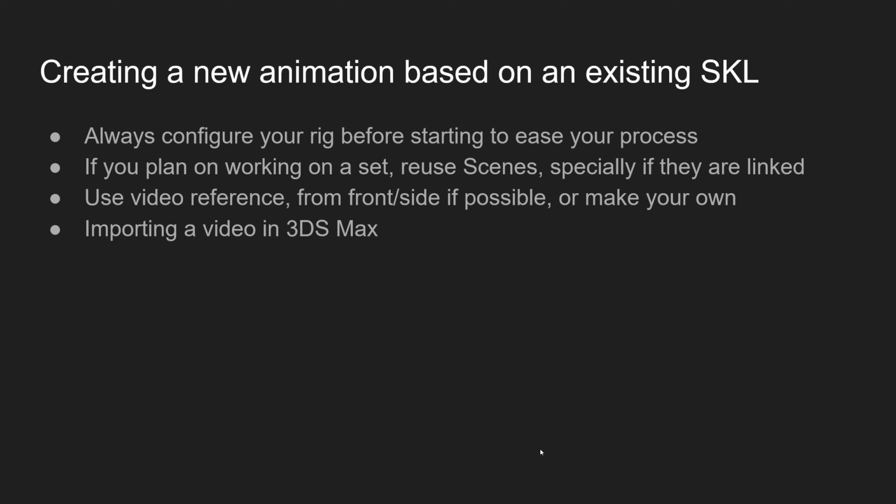So let's talk a bit about what you need to look out for when you're creating a new animation. Like I said, always configure your rig before starting your animation process to make it as easy as possible, because once you start animating, it's very hard to go back. You can add rigs on the fly, as you've seen on already existing stuff. You can add a controller to override, but if you animated that part and then realized you forgot the rig, yeah, it's kind of wasted time.